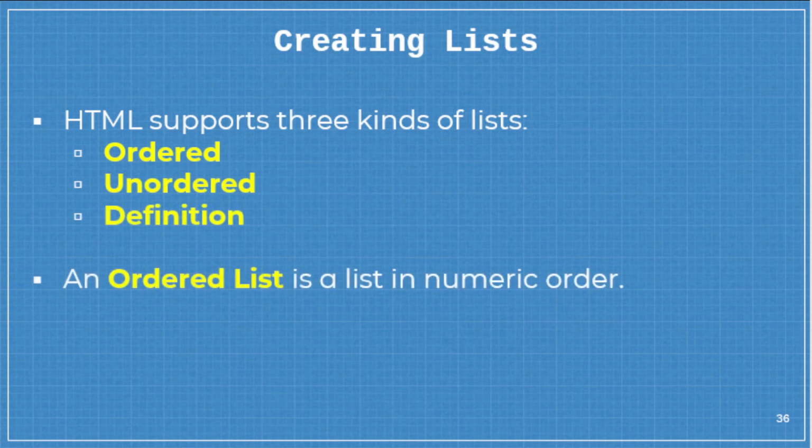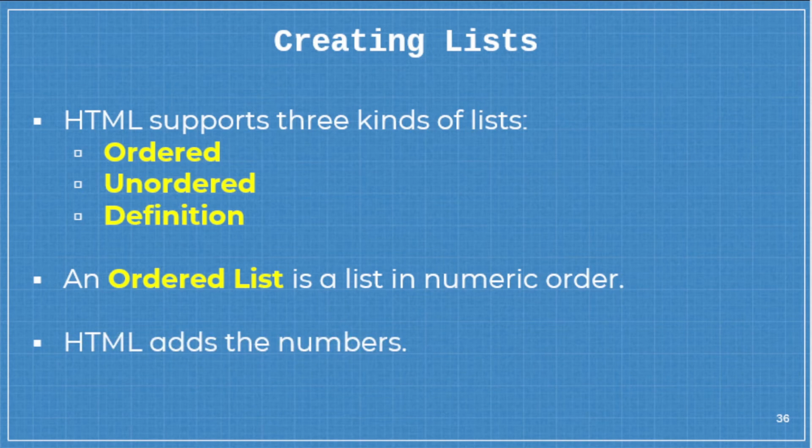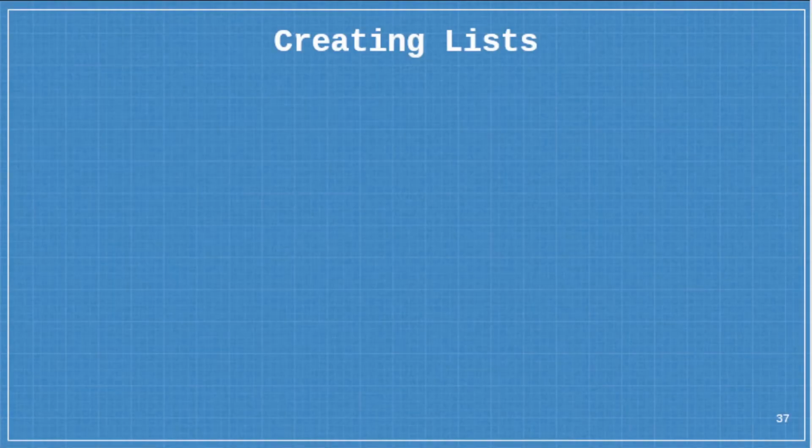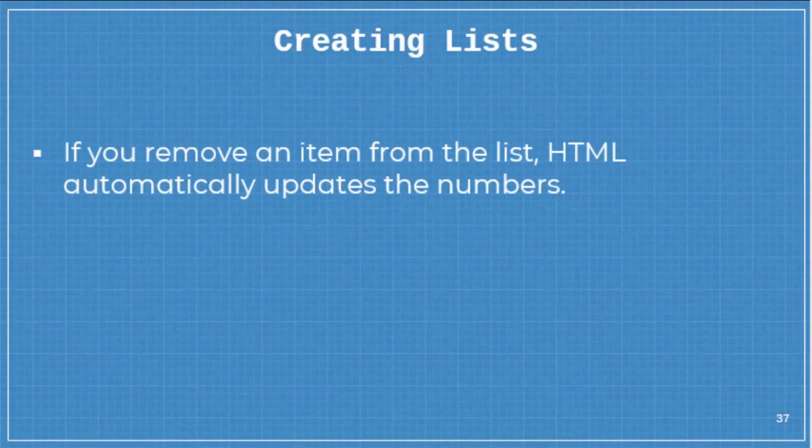Let's define each. An ordered list is a list of a numeric order, which means that HTML adds the numbers. So if you are making an enumeration, let's say of 1 to 10, you want it numbered, you make use of an ordered list. Now if you don't want an ordered list, or if you want to change it into bullets, there's another approach there. But here's the thing. If you remove an item from the list, the nice thing about ordered lists is that HTML automatically updates the numbers.